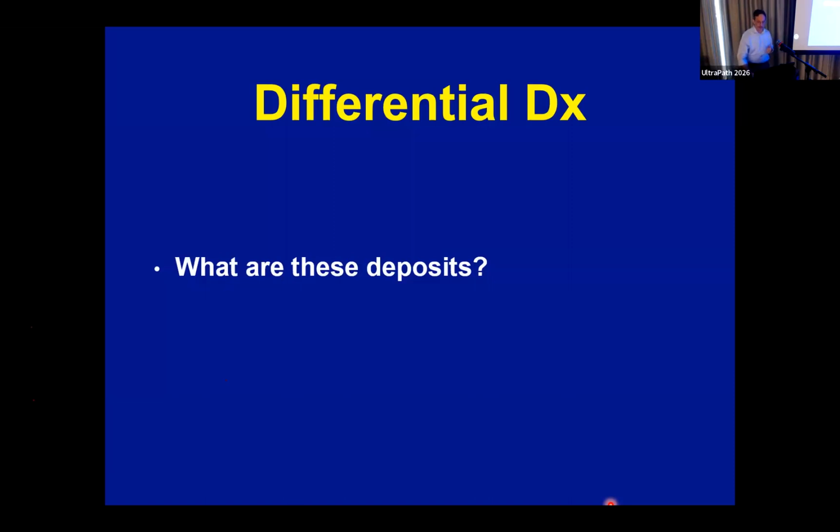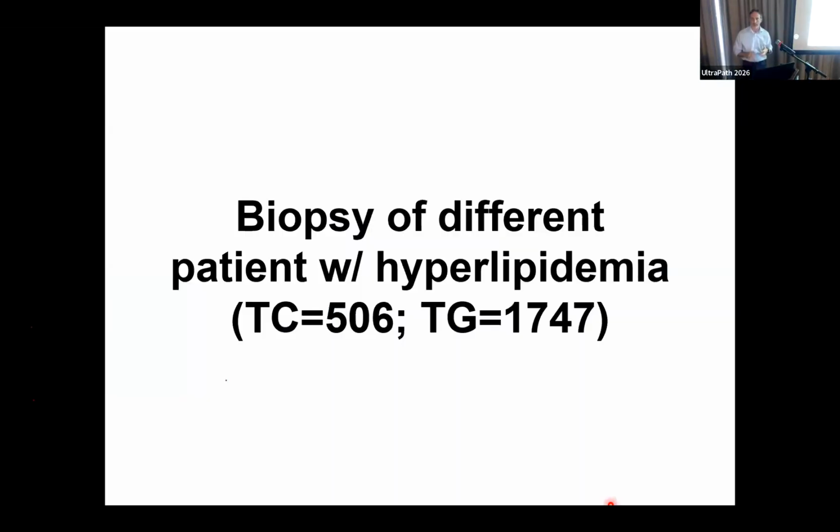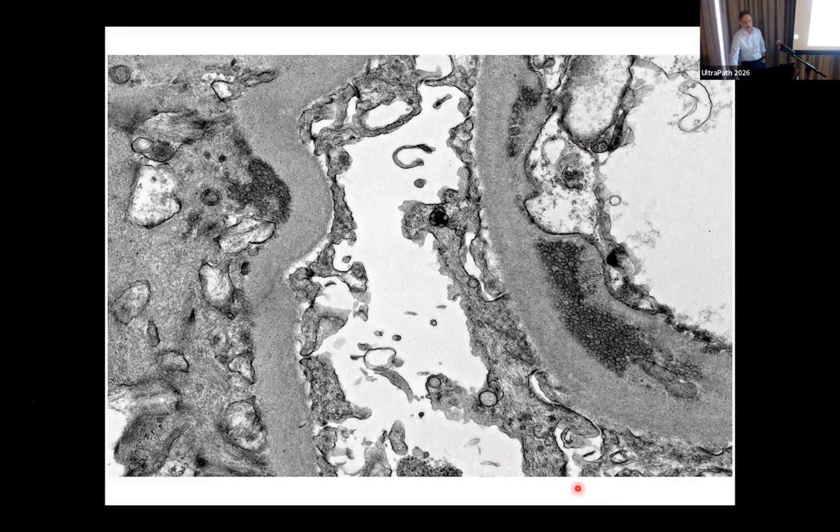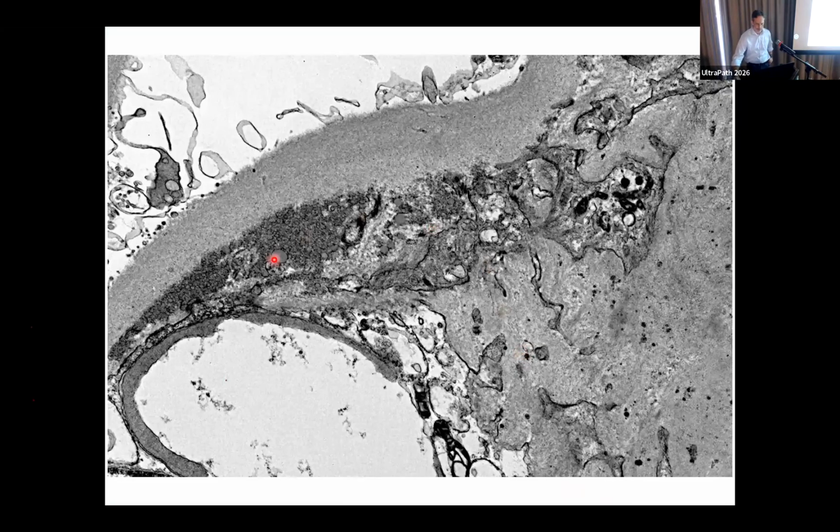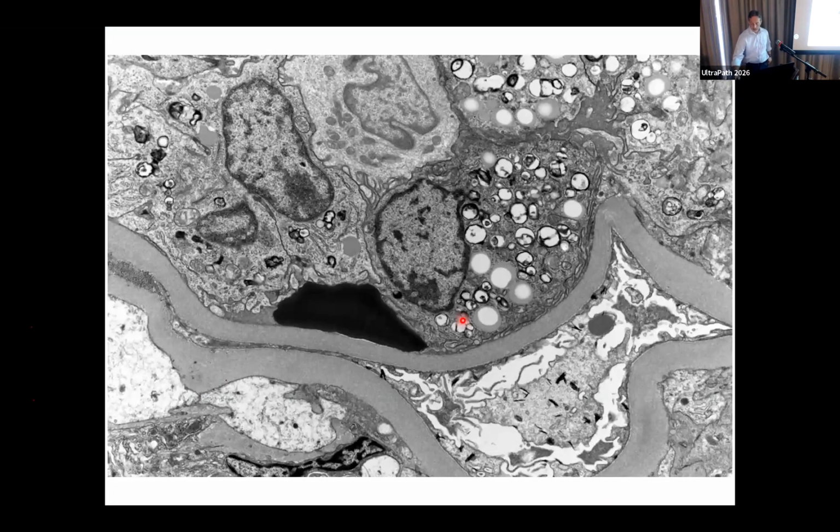You can see these in different contexts. Here's an example of a patient we had who had a biopsy for another reason, a totally different diagnosis. This patient had tremendous hyperlipidemia, with triglycerides around 1,700. What you can see scattered throughout this biopsy, not as numerous as in our case, are these little bubbly deposits in subendothelial and mesangial locations. Here's just another example. It looks essentially just like our case, and this patient also had mesangial foam cells.